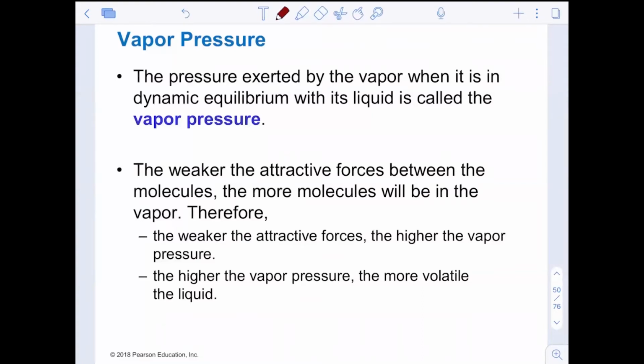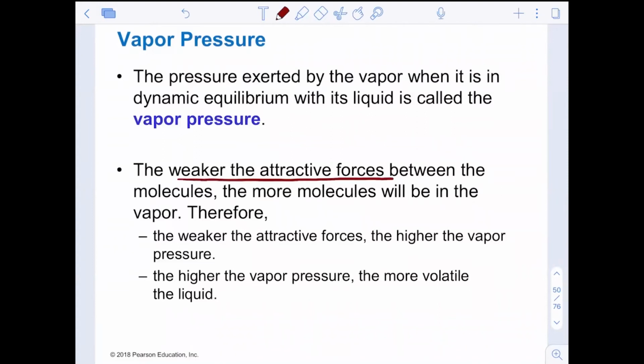One more type of physical property that we are going to talk about is vapor pressure. It's the pressure exerted by a vapor when it's in dynamic equilibrium with its liquid. Vapor pressure is going to, again, correlate to attractive forces, but the weaker the attractive forces between molecules, the more molecules will be in the vapor phase, right? So this one is opposite.